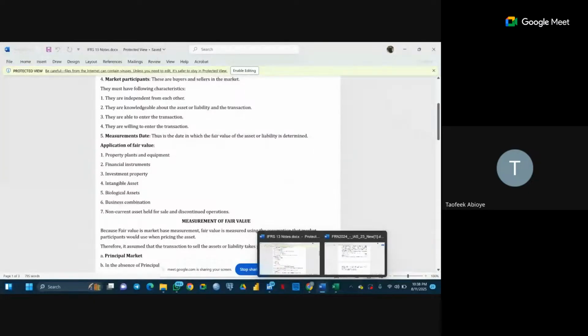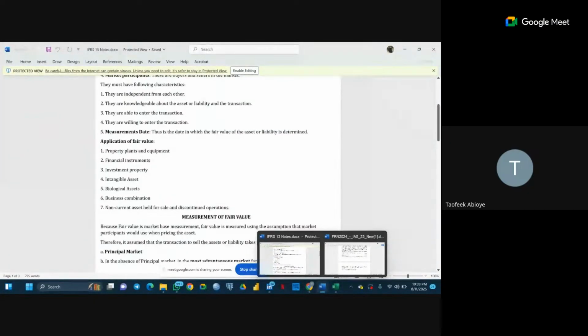So we have where we can apply fair value. We have the PPE, we have the financial instruments, IFRS 9, we have investment property, IAS 40, we'll be looking at it. We have intangible assets, which is IAS, is that not 38 or 37? We also have biological assets, IAS 41. We have business combination, which is the group account. We have the non-current asset held for sale and discontinued operation, IFRS 5. That will be our next discussion next week by God's grace, IFRS 5. The non-current asset held for sale and discontinued operation.